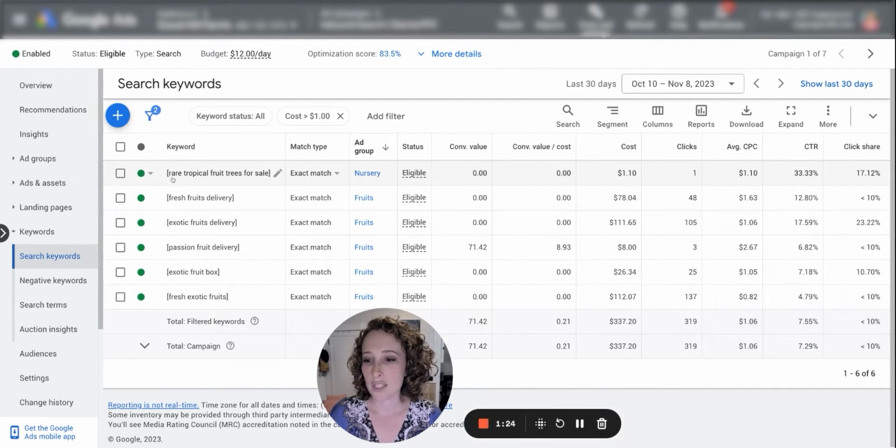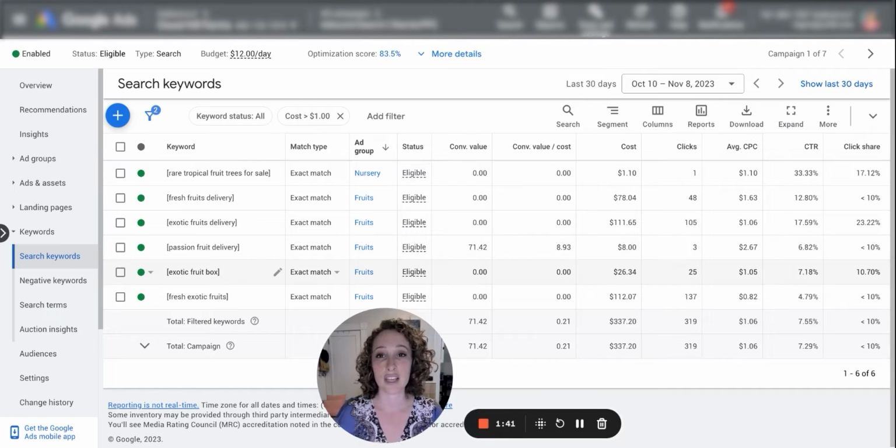So you can see here that we're using exact match keywords. Fun fact, when we first started, we were using broad match, then we ended up moving to phrase match, and then we ended up moving to exact match. We didn't really know what to expect with a farm type business model. And it turns out that there are a lot of people out there that just want to look up pictures of fruit and have no intention of actually buying them.